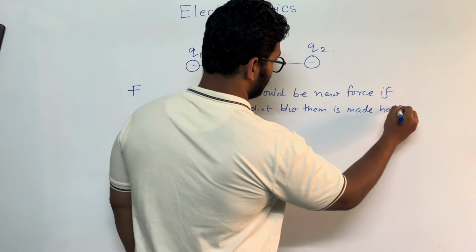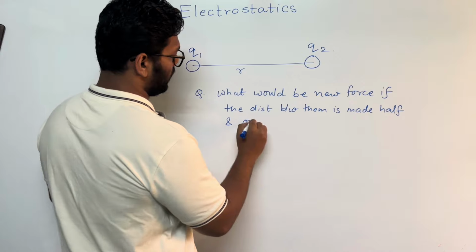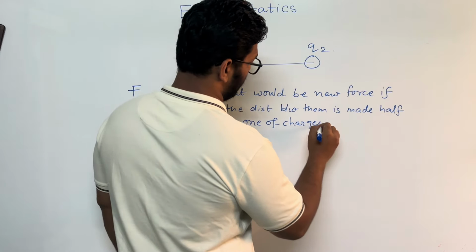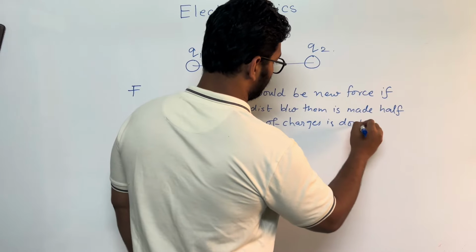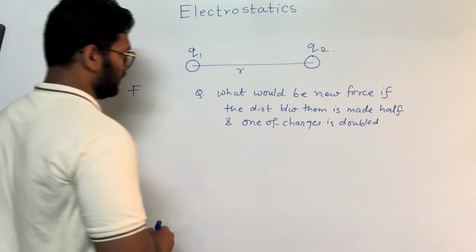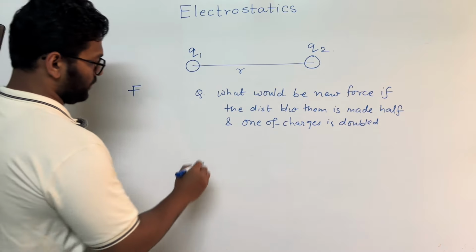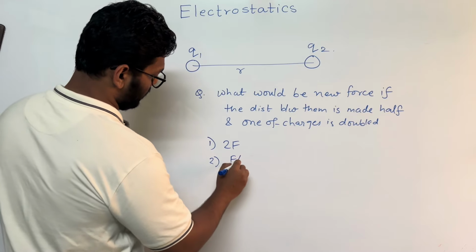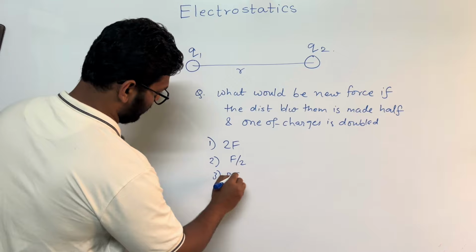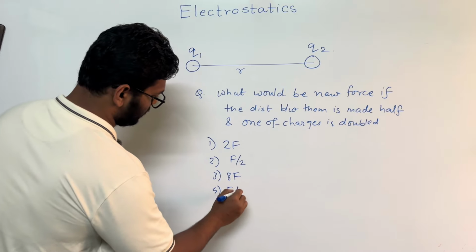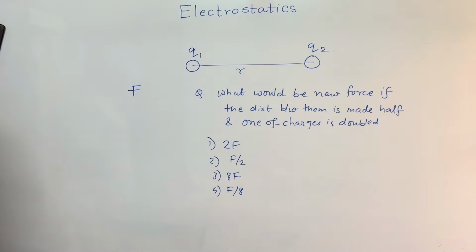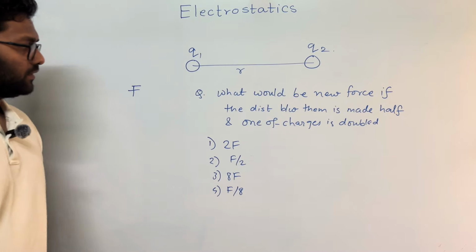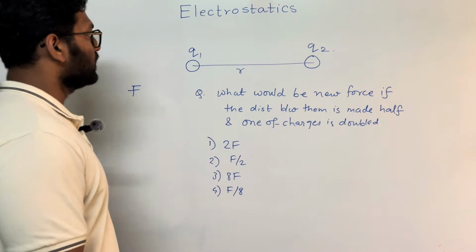The distance between them is made half, and one of the charges is doubled. Let's do this question. The options are 2F, F by 2, 8F, and F by 8. Initially, I think you should try this question, then I will do it.